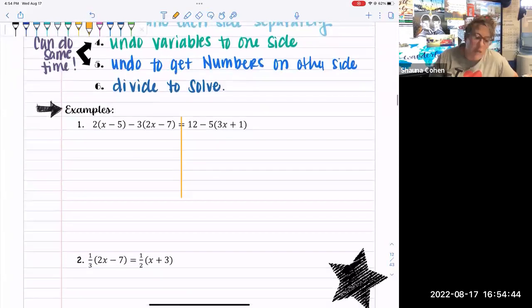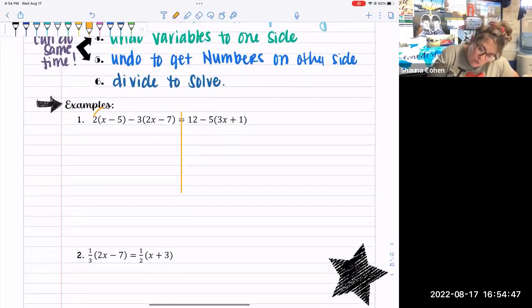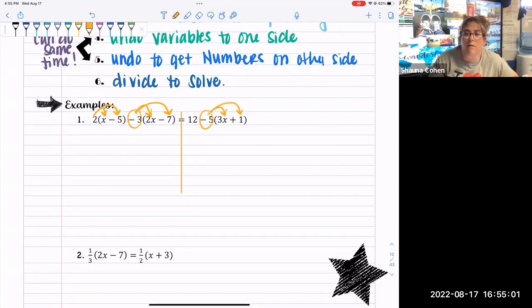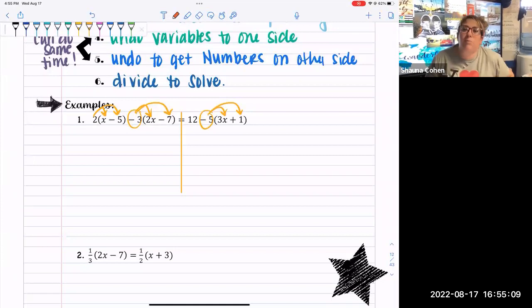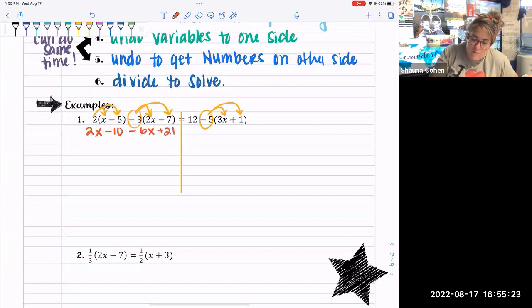You're going to distribute everyone. So that 2 distributed into here. -3, don't forget the negative. -3 distributes into there. Same over here. -5 distributes into that one. 3 is negative. A minus sign and a negative mean the exact same thing. So do not forget that that is important to remember those negatives. So that's 2x. 2 times -5 is -10. -3 times 2 is -6. -3 times -7 is +21.